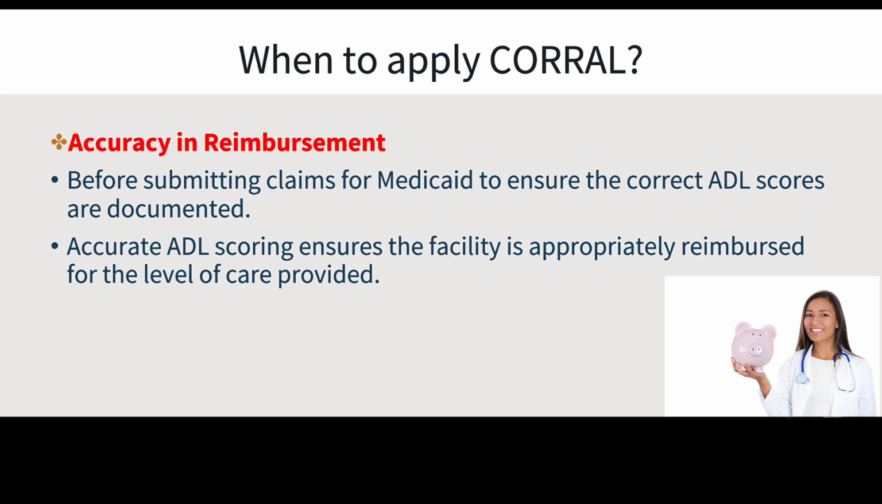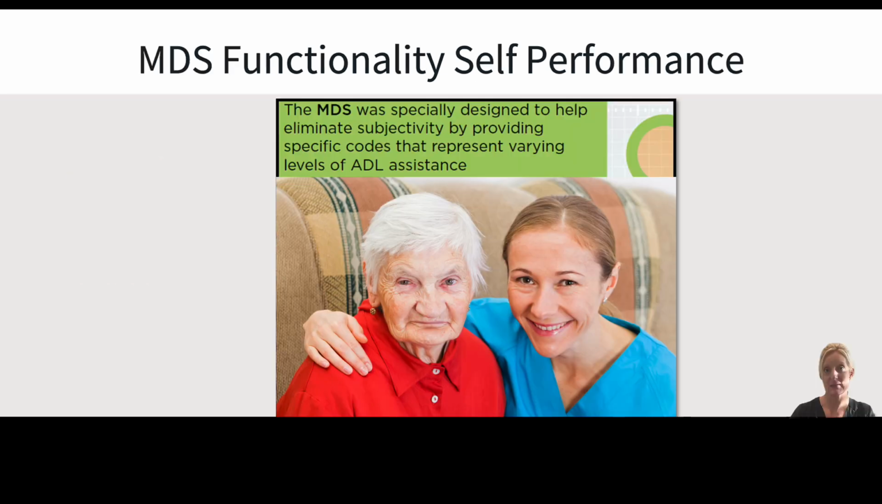And then obviously when you are looking at reimbursement, you'll want to make sure that your reimbursement matches the care that your team is providing. ADLs really impact how much staff we have, what our patient acuity is, and if our reimbursement is accurate. So you definitely want to look at the CORRAL process and make sure that you have looked at all of those different areas when you're reviewing your final MDS before submission to ensure you have the accurate reimbursement.